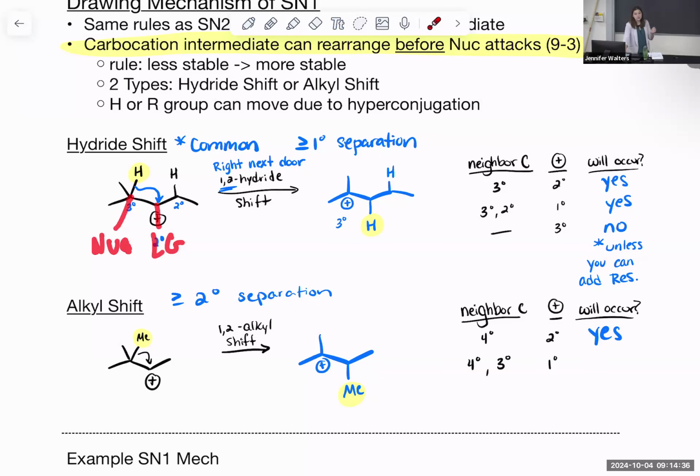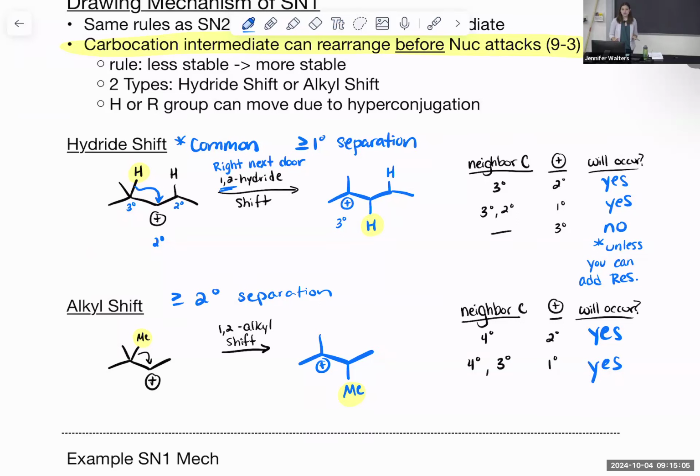That immediately tells you it had to be an SN1, because you will never see a rearrangement with SN2, because you don't make a carbocation with SN2. You make a carbocation with SN1. So if you have a theoretical primary carbocation, because we don't actually make primary carbocations, but theoretically if you had a primary, then you could get the alkyl shift if the neighbor is quaternary or tertiary.